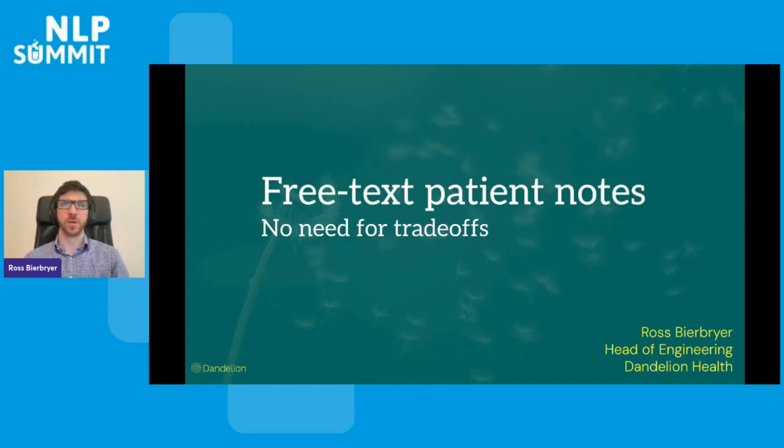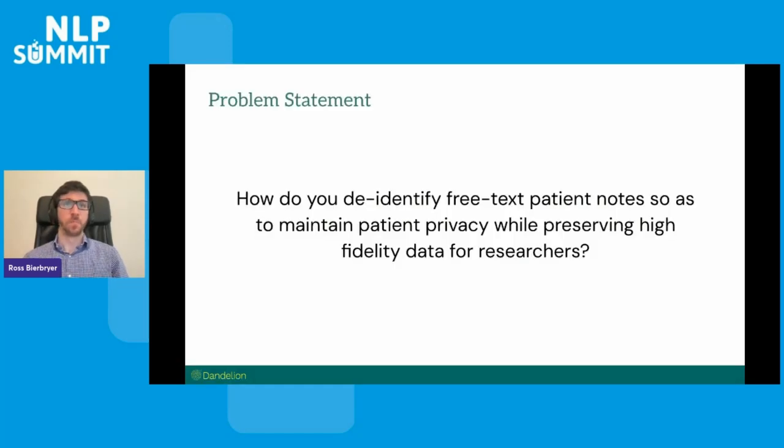And in this session, we are going to discuss de-identification of free text patient notes. One of the problems that we're trying to solve at Dandelion is how do you de-identify free text patient notes so as to maintain patient privacy while preserving high fidelity data for researchers? It's non-trivial. There are HIPAA risks if you don't de-identify aggressively enough, and conversely, you can lose important research information if you de-identify too aggressively. So how can you have your cake and eat it too?